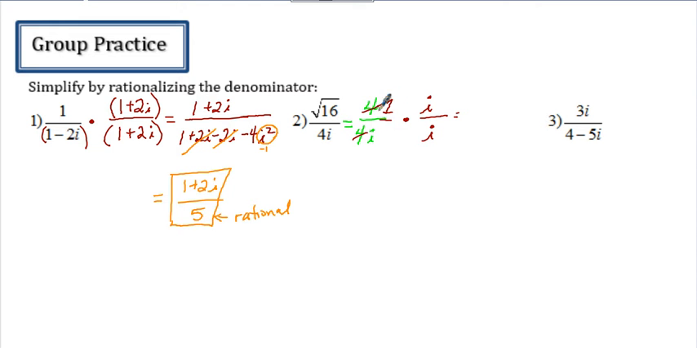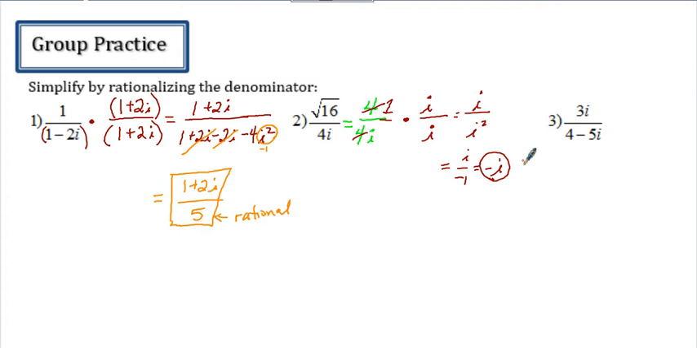So let's see how this plays out. This was reduced down to the number 1. So 1 times i is just i. i times i is i squared. What's i squared? Well, that's negative 1. Therefore, i divided by negative 1 is just negative i. Okay?